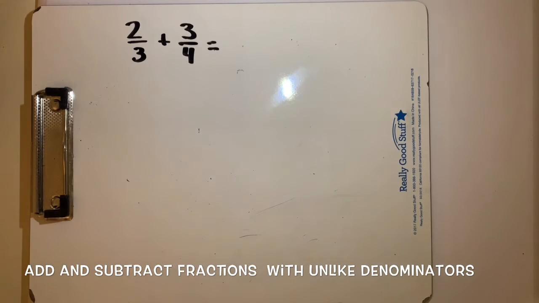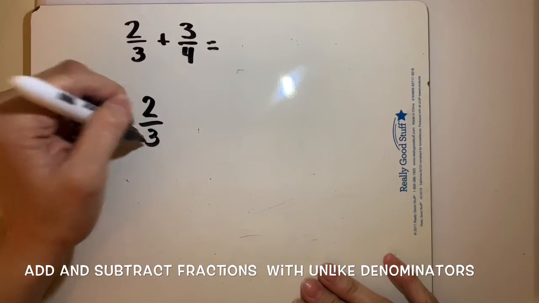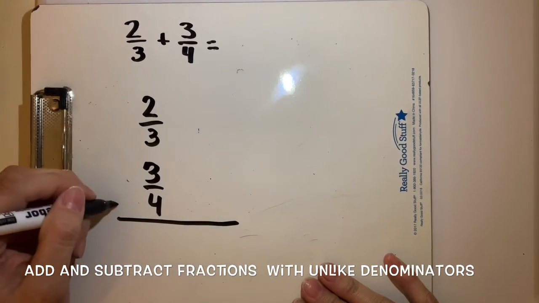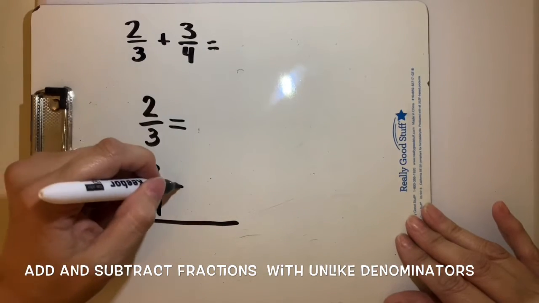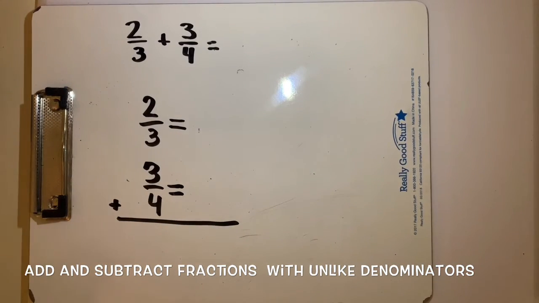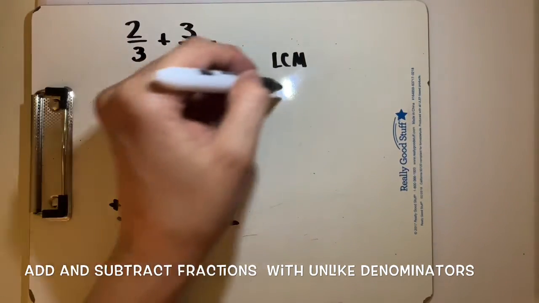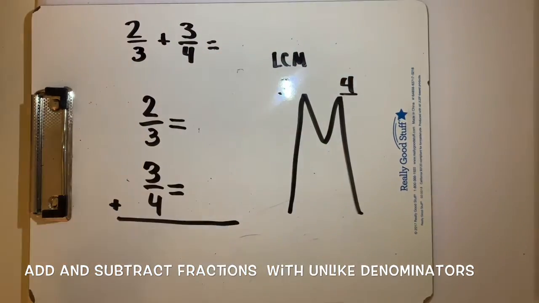Now, when I work with fractions, especially if the denominators are unlike, I like to stack it up. So 2/3 plus 3/4. I've got it stacked up. Now, because the denominators are different, I know I'm going to have to find the LCM and convert these to have the same denominator. So I'm going to look for my LCM of 3 and 4.